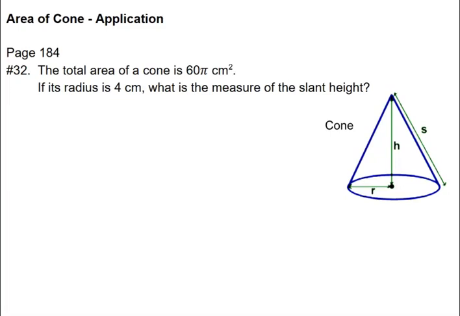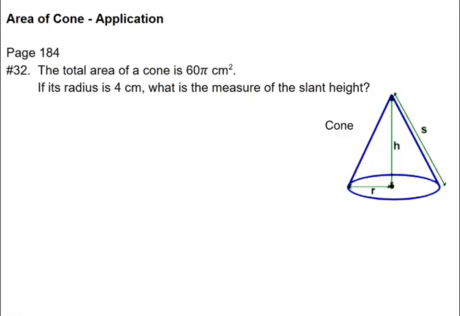Hi there. We've been looking at this problem of areas of cones, and this one involves working backwards. It's a little bit more complicated because they're giving you information that's a blend of two things. So I'll set it up for you, and we'll see how it's going to work out. It says the total area of a cone is 60 pi centimeters squared.